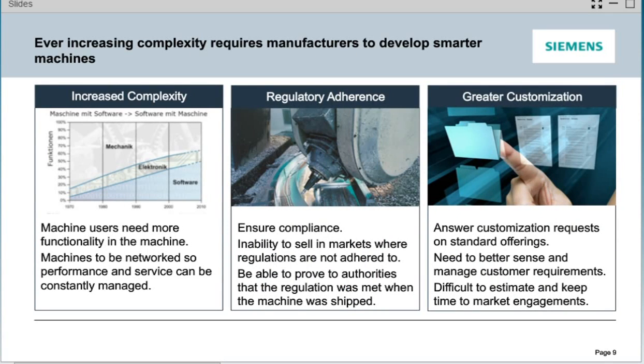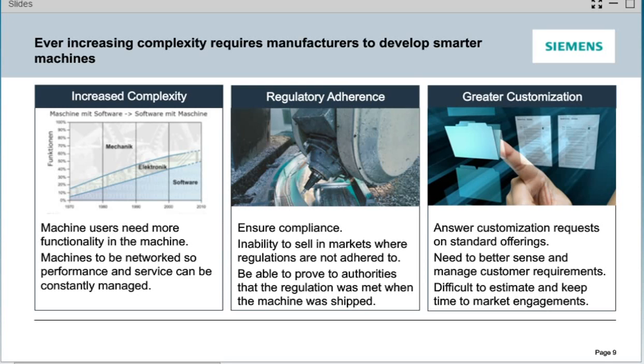So with all this complexity, you really need to be able to build a smarter machine. Machine users need more functionality in that machine. Those machines also need to be networked so performance and service can be constantly managed. At the same time, just adhering to those regulations can be extremely difficult and costly, and not adhering to them can even be more costly, possibly even crippling a business for years.